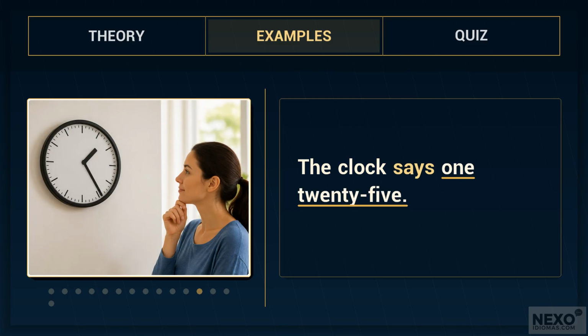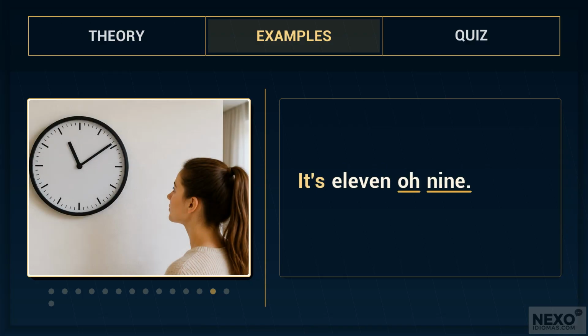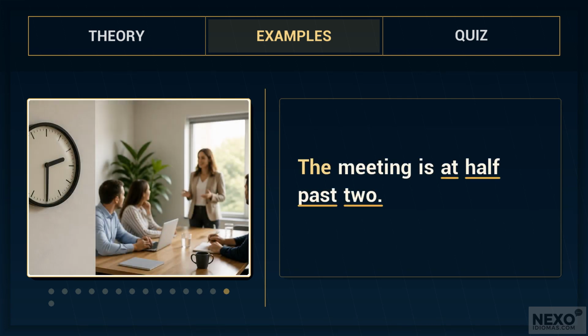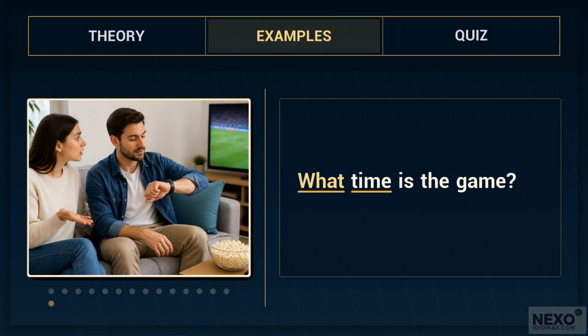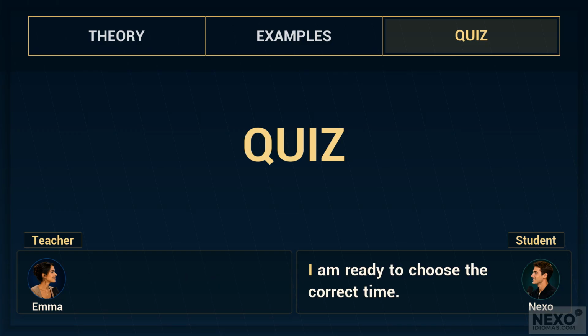The clock says 1:25. It's 11:09. The meeting is at 2:30. What time is the game? Now it is quiz time. I am ready to choose the correct time.